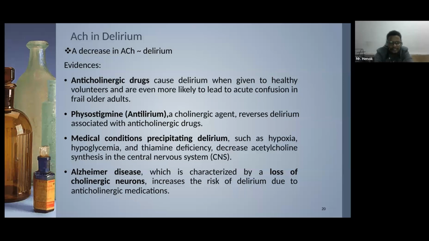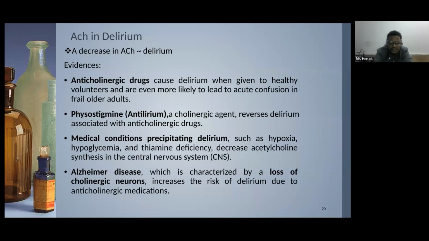So the evidences that support this theory are: the first one is anticholinergic drugs, for example, benztropine. When they are given to healthy volunteers, they can cause symptoms of delirium, especially in older adults. The second one is cholinergic agents like physostigmine. They reverse delirium associated with anticholinergic drugs.